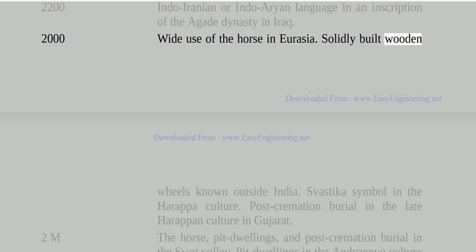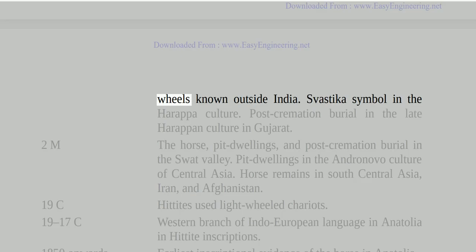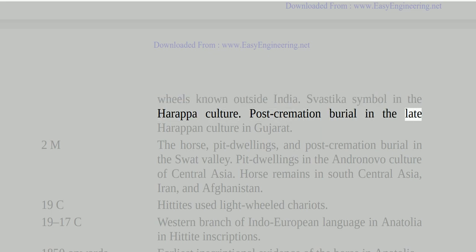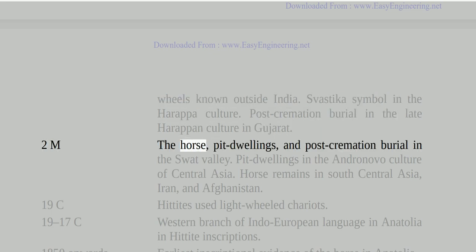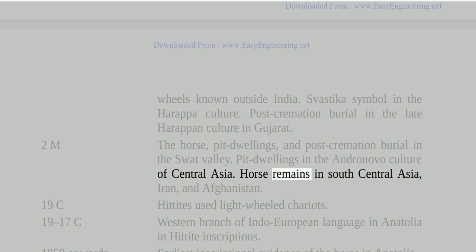Solidly built wooden wheels known outside India. Swastika symbol in the Harappa culture. Post-cremation burial in the late Harappan culture in Gujarat. The horse, pit dwellings, and post-cremation burial in the Swat Valley. Pit dwellings in the Andronovo culture of Central Asia. Horse remains in South Central Asia, Iran, and Afghanistan.